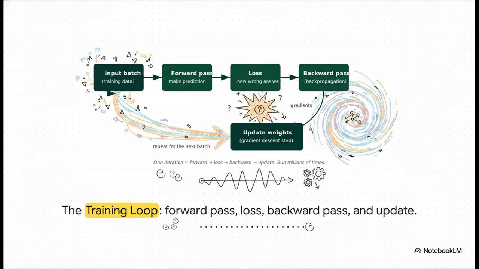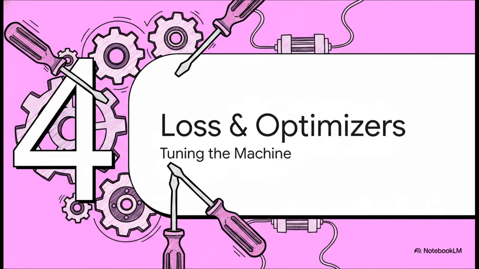You'd probably feel the slope with your feet and take a tiny step downhill, right? That's exactly what the model is doing, nudging the weights slightly in the direction that reduces the error for next time. This entire loop processes a small batch of data and repeats millions of times using a method called stochastic gradient descent. Which brings us to Section 4, loss functions and optimizers.